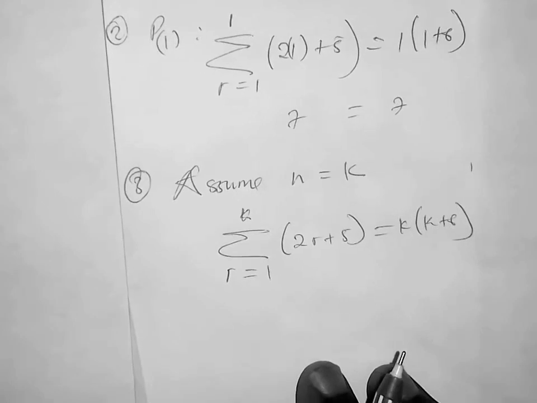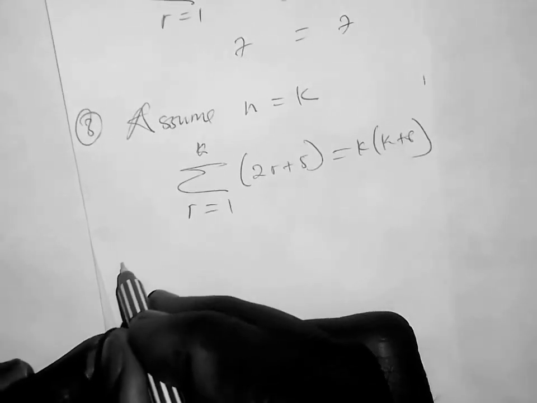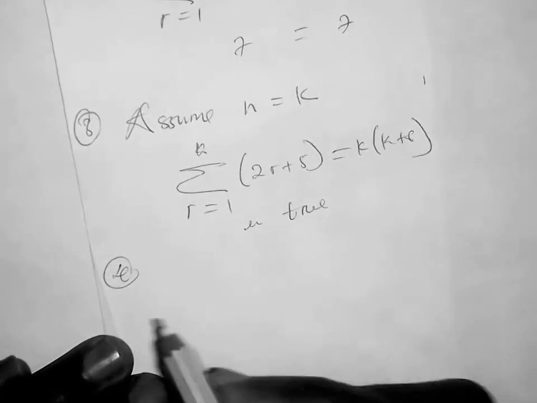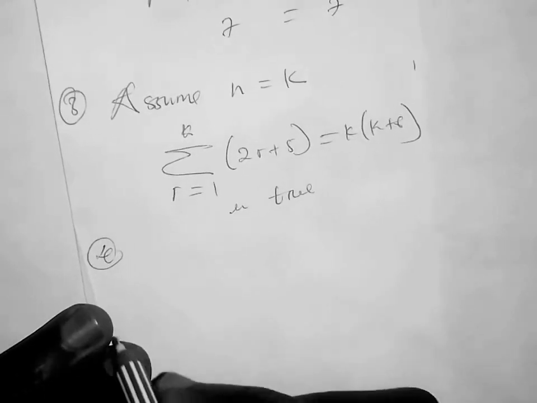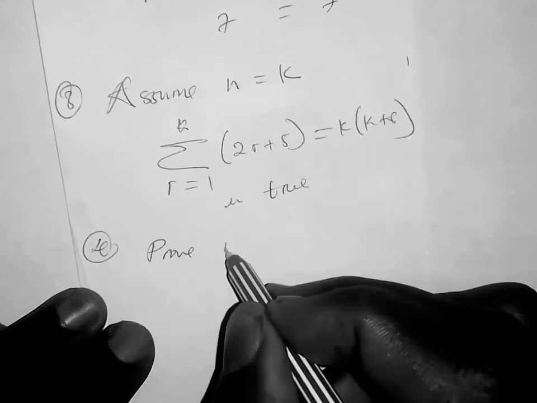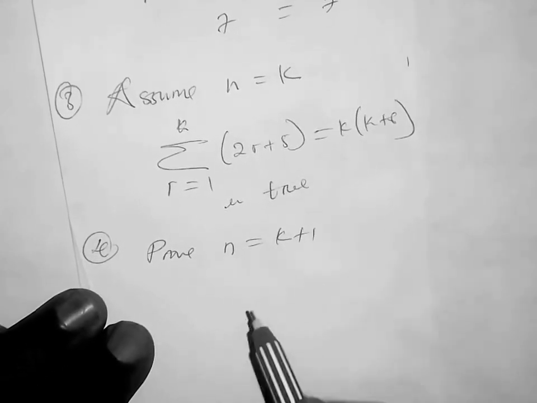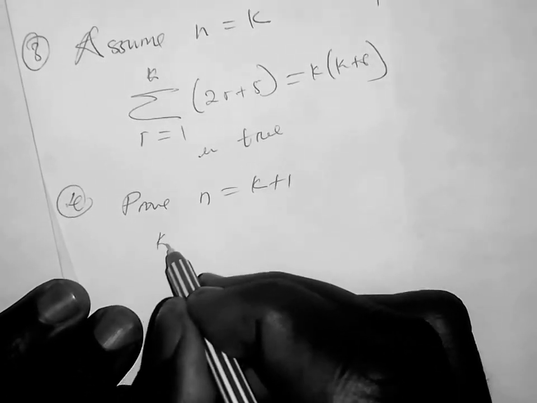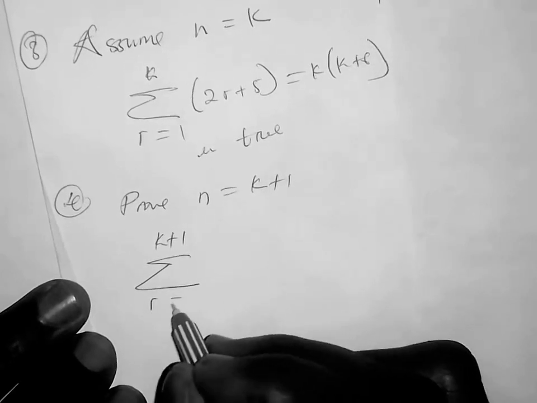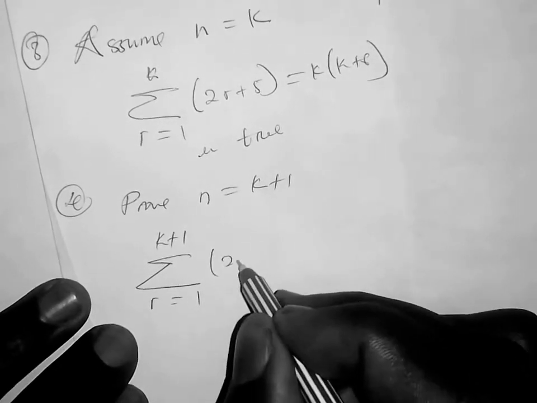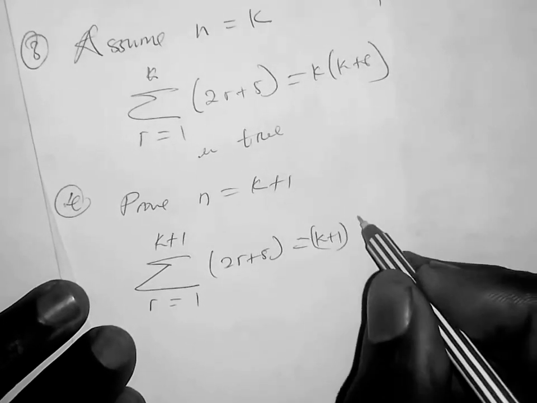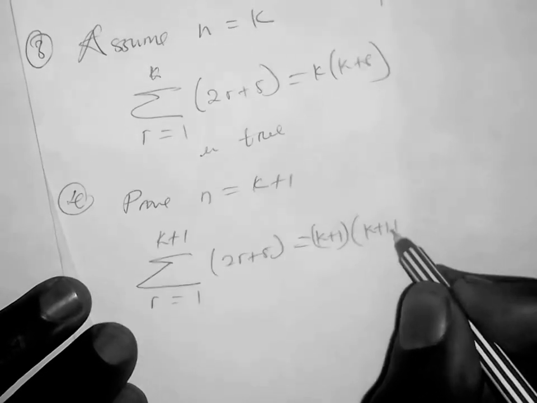Then from there, we go to our fourth step. The one you wrote is true, always. Our third step is always true. So for the fourth step, you prove by induction that n = k + 1 is true. You replace where there's n by k + 1: the summation of (2r + 5) for r = 1 to k + 1 is equal to (k + 1)(k + 1 + 6).